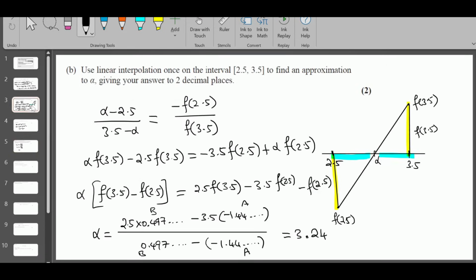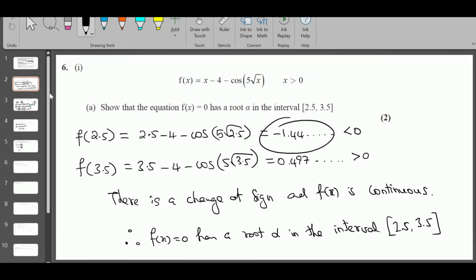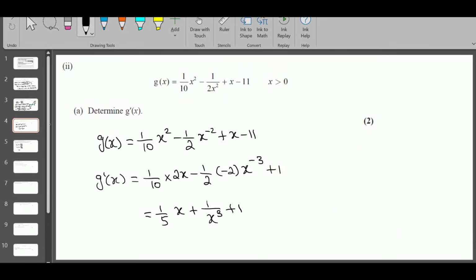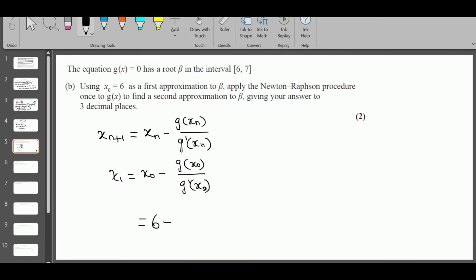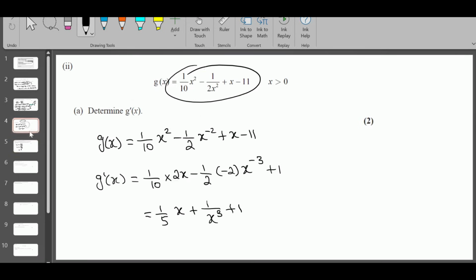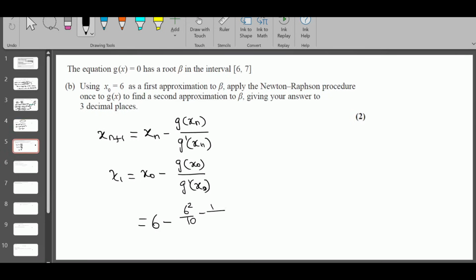So this is the function g. Where is it? G. Okay, this is the function g. In this function, replace x by 6. So it's going to be basically 6 squared over 10 minus 1 over 2 times 6 squared plus 6 minus 11. That's the numerator, divided by the denominator.